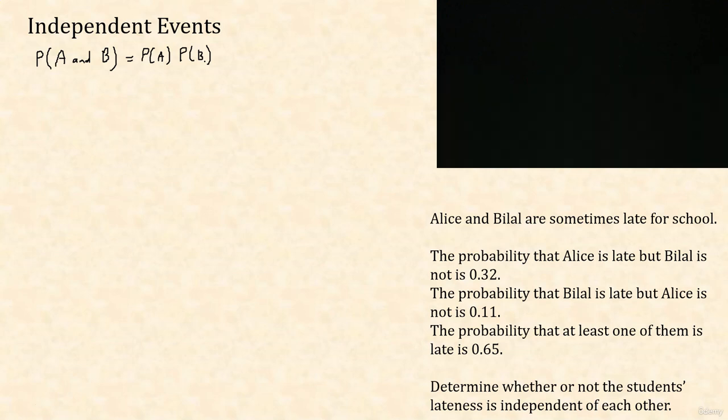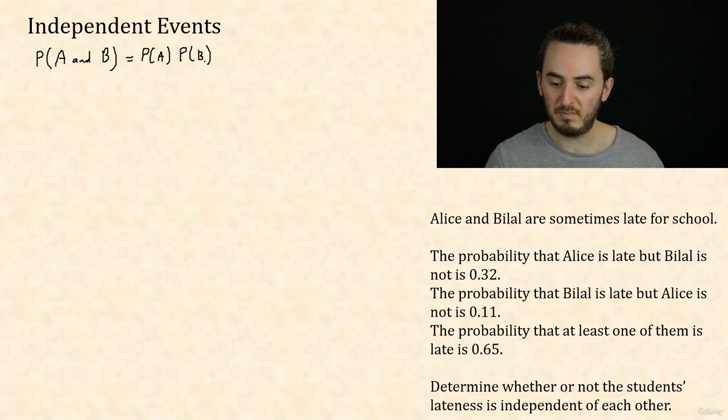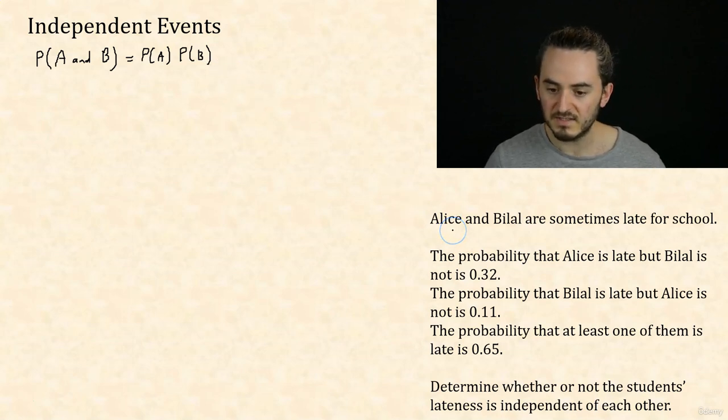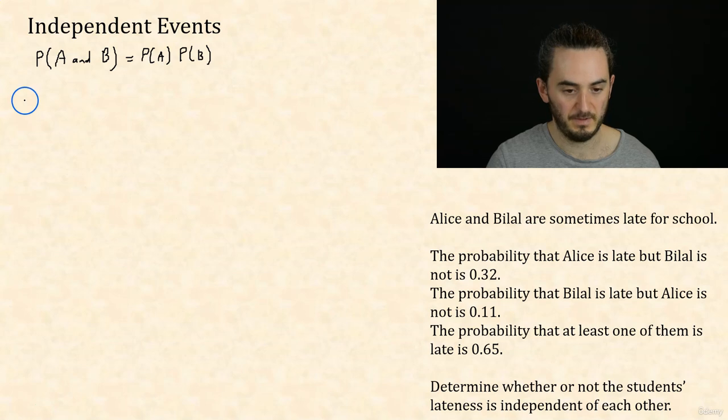Okay, let's see if we can use this then to establish whether or not the two events in this question are independent of each other. Okay, so here's the information. Alice and Bilal are sometimes late for work. The probability that Alice is late for work but Bilal is not is 0.32. The probability that Bilal is late but Alice is not is 0.11. The probability that at least one of them is late is 0.65. From this, can we determine whether or not the students' lateness is independent of each other?